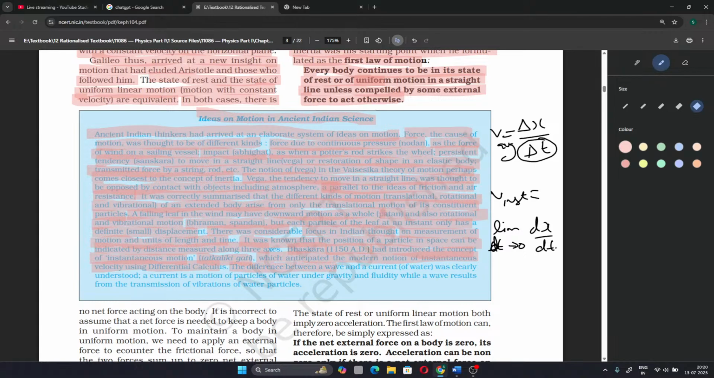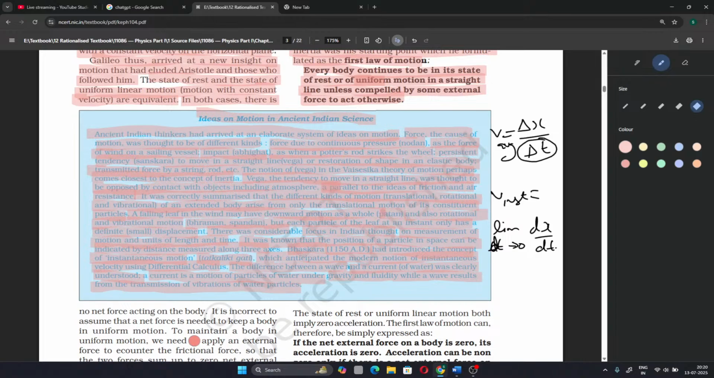The difference between a wave and a current of water was clearly understood. A current is a motion of particles of water under gravity and fluidity, while a wave results from the transmission of vibration of water particles. Basically, they understood the difference between flowing water currents and a wave.